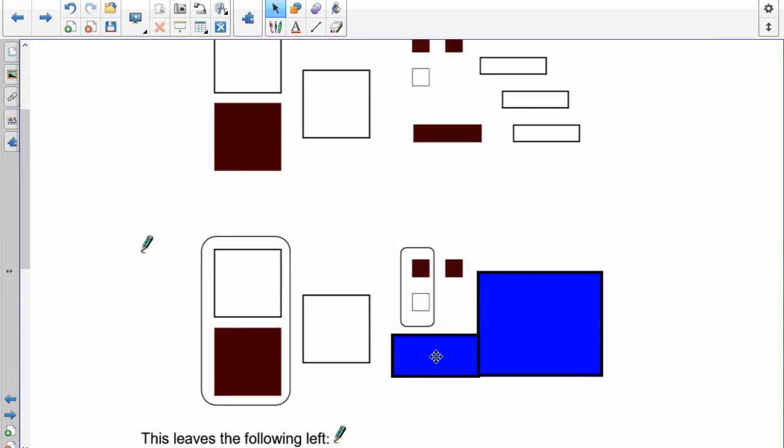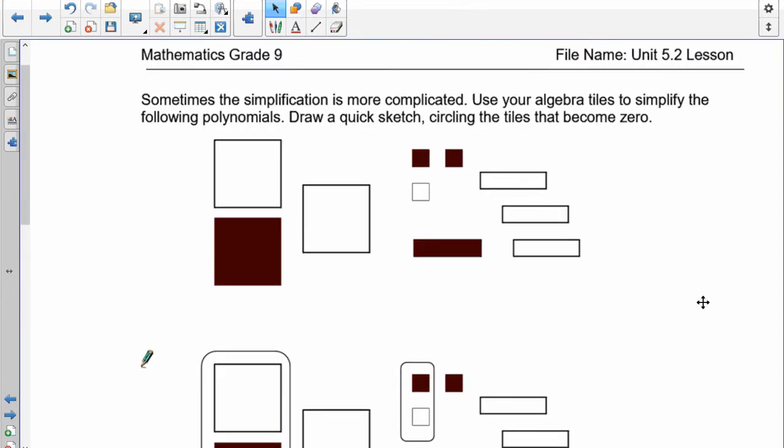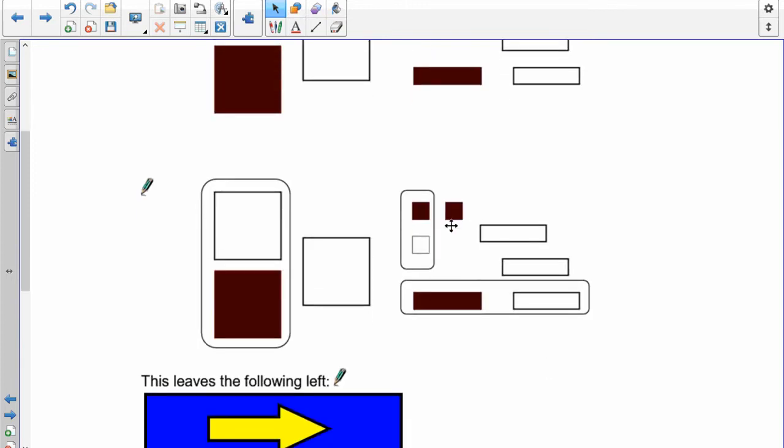Oops, I did the wrong one there. Here we go. So I've canceled this out. You see those two are going to go to 0. And the last one would be to choose a negative 1 and a positive 1. And they will cancel out also. So this is what your canceling should look like.